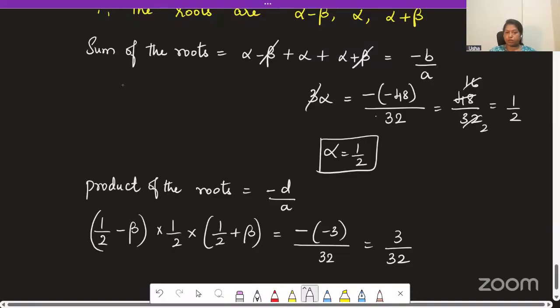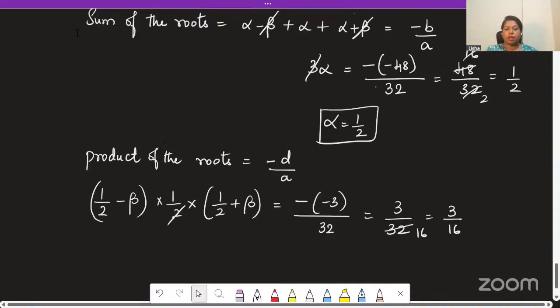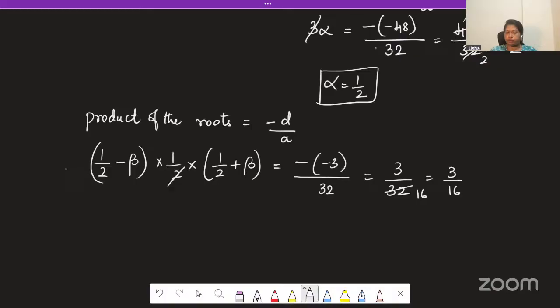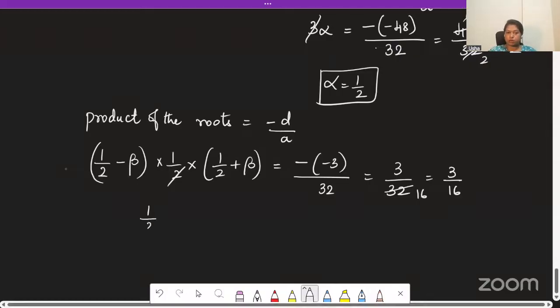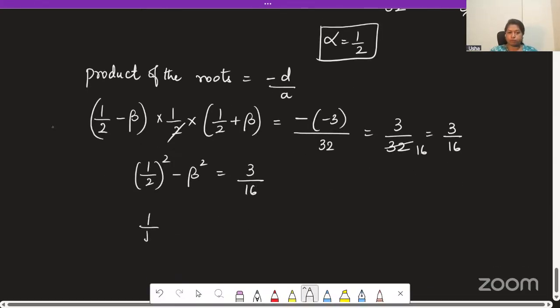This 1 by 2 will come this side. It will cancel. 2 16s are, so this is 3 by 16. Now here I have cancelled the 1 by 2. I have half minus beta, half plus beta. It is of the form a minus b into a plus b. The formula is a square minus b square, equals 3 by 16. 1 by 2 whole square is 1 by 4, minus beta square equals 3 by 16.